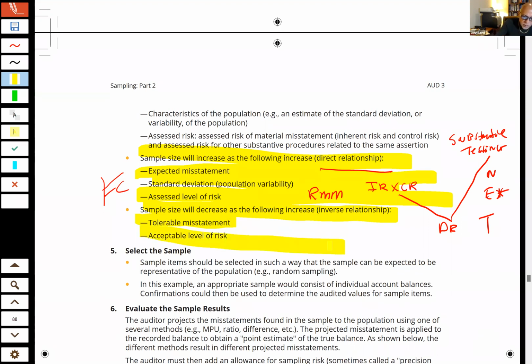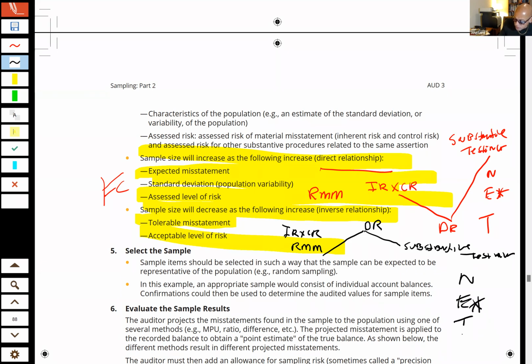Acceptable level of risk, what now? If our RMM is down, then our detection risk can be what? Again, that's IR times CR, just to be consistent. Our detection risk can be up. That means our substantive testing can be down. Now we're talking nature, and we're finally focusing on extent: a smaller sample size, right? Okay, good. So make sure you flashcard how these elements affect sample size. The exam will ask you questions on that, I promise you.